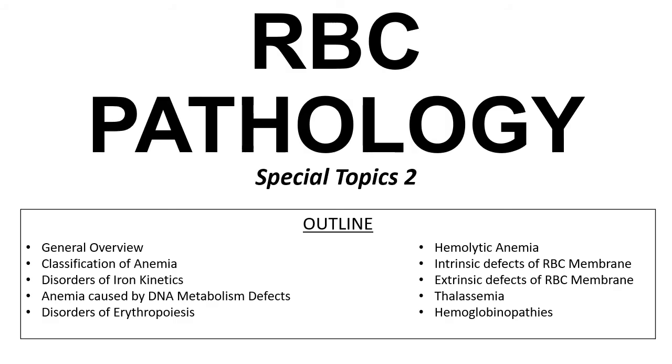Hello, this is part 2 of the hematology lecture series in Special Topics 2. Our outline for today is as follows: the general overview of RBC pathology with signs and symptoms, and the classification of anemia, which we will divide according to the mechanism of disorder. So let's start with the general overview.